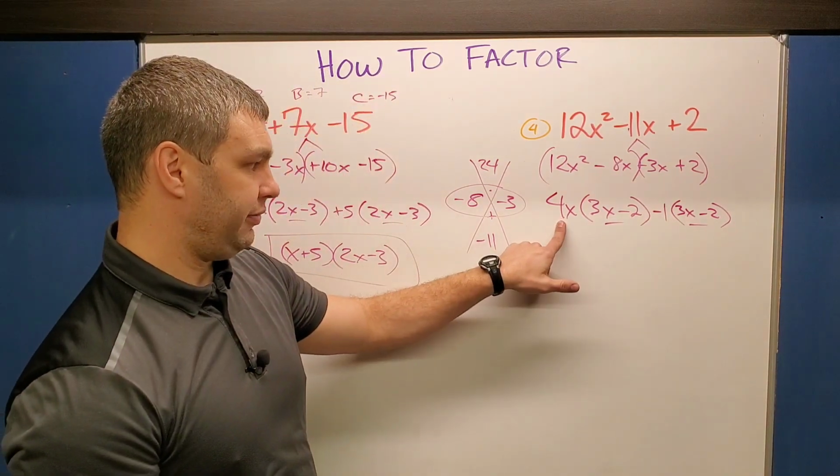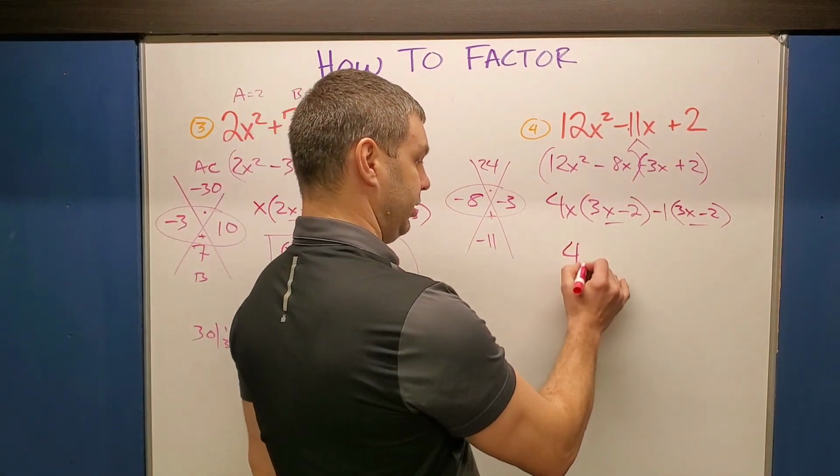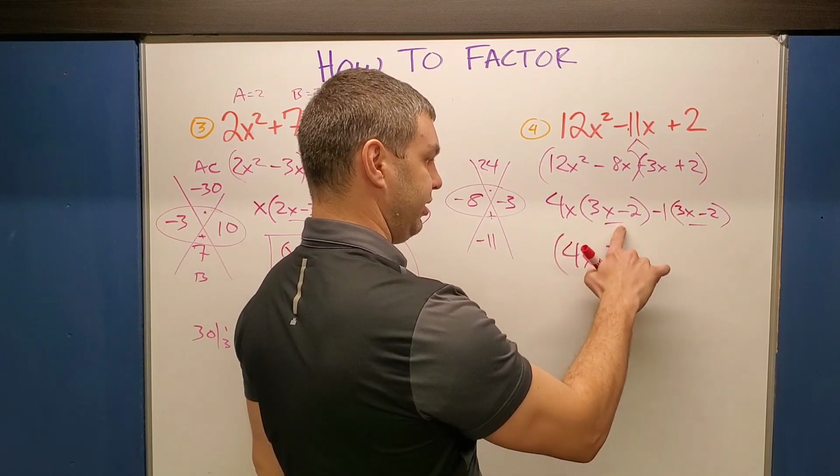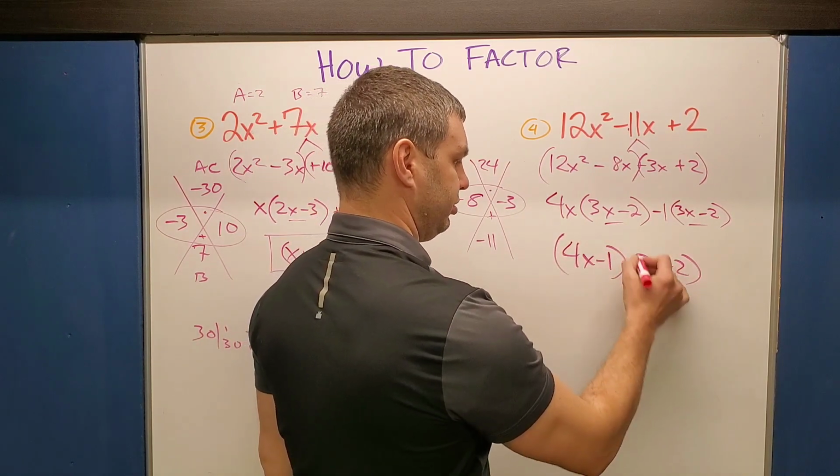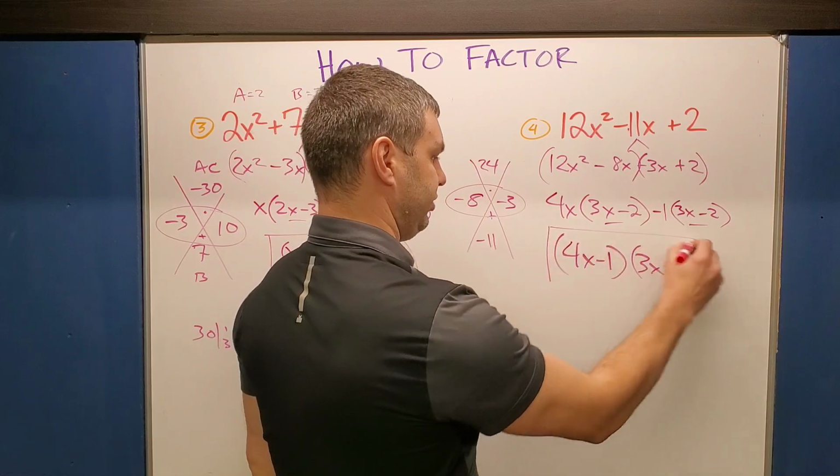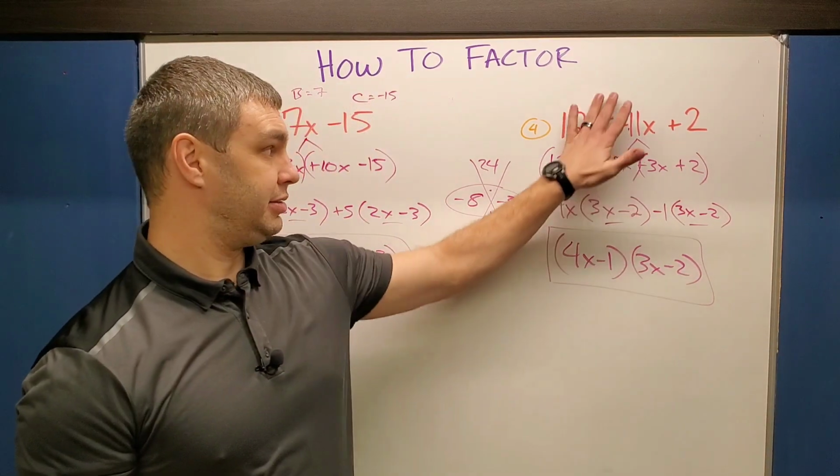To write my answer, I'm going to say 4x minus 1, the parts on the outside, times 3x minus 2. Just like that. So if I were to multiply those back together, I would get the original part there in red.